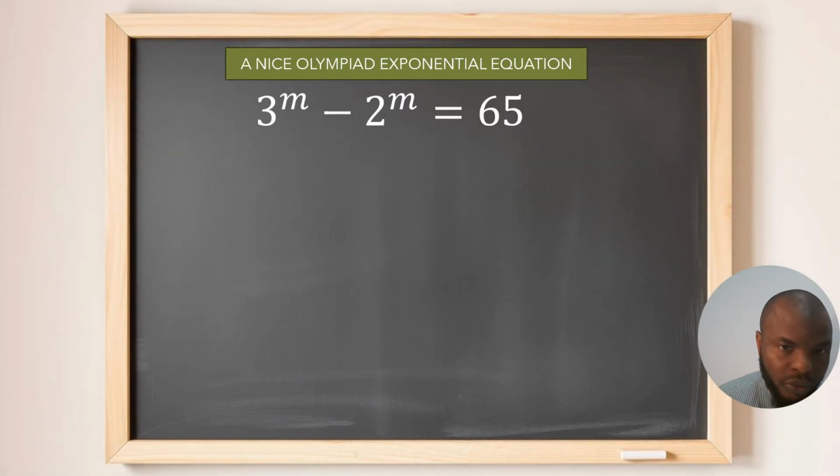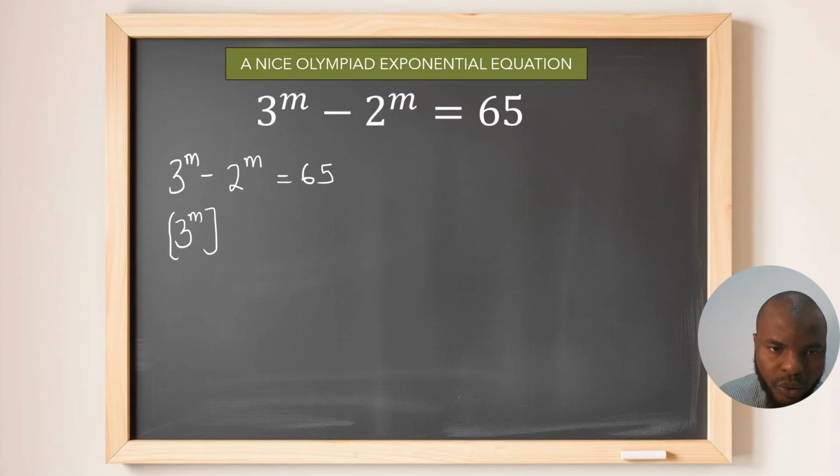I'll be solving for the value of m. Now, to do this, let's rewrite this equation: 3 to the power of m minus 2 to the power of m equals 65. Now, I'm going to do something here. By rewriting this, I have 3 to the power of m, then raised to the power of 2 over 2, minus 2 to the power of m, raised to the power of 2 over 2, equals 65.